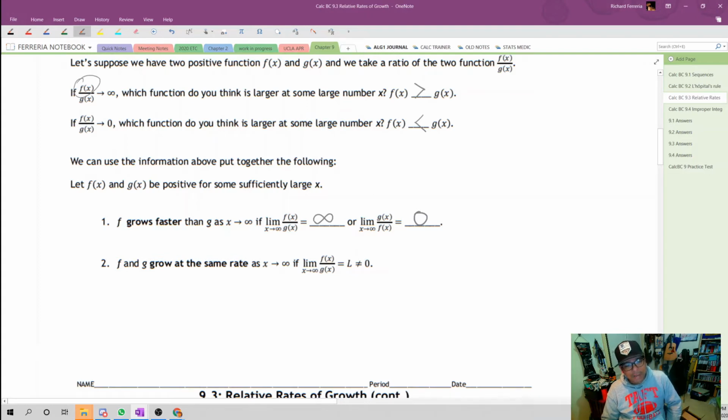So that might seem counterintuitive, but as long as the limit exists, then the two functions are growing at the same rate.